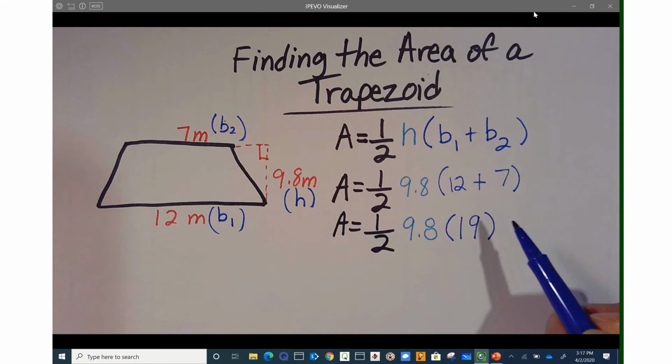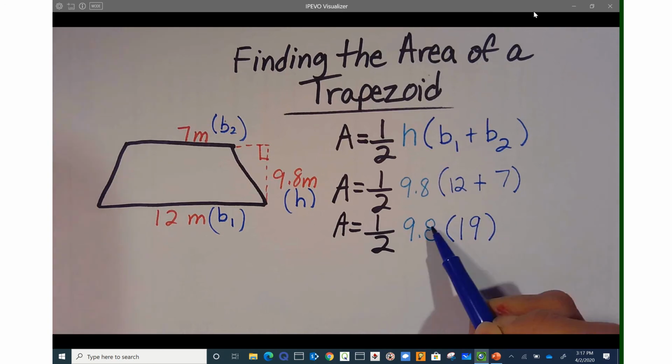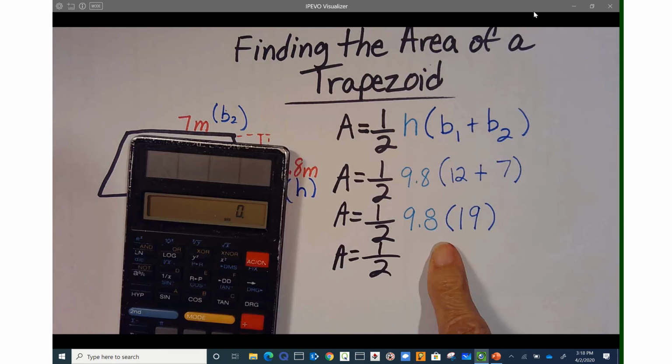Continue to put them in parentheses, because when a number is in parentheses, that indicates that these two numbers need to be multiplied. 19 times 9.8. Whatever's on the inside or the outside, you multiply it with whatever's in the parentheses. So area equals 1/2. Now I'm going to get my calculator and multiply 9.8 times 19. 9.8 times 19 equals 186.2. I'll go ahead and write that.